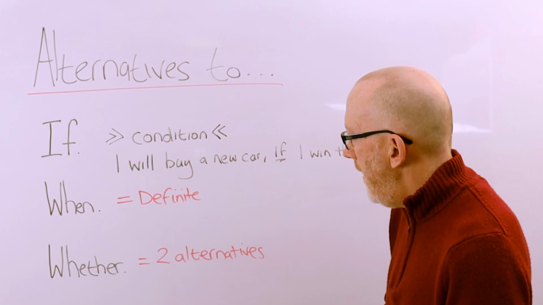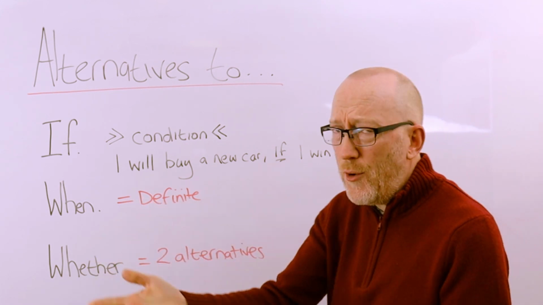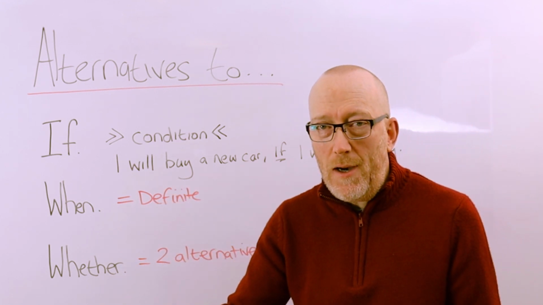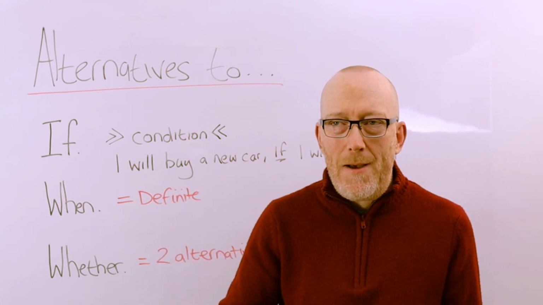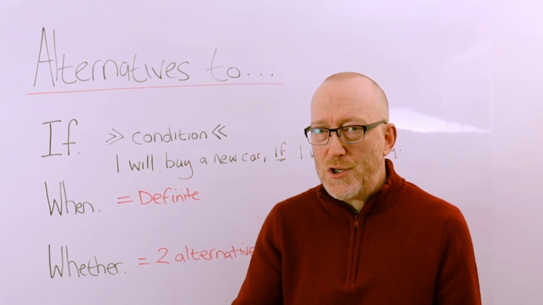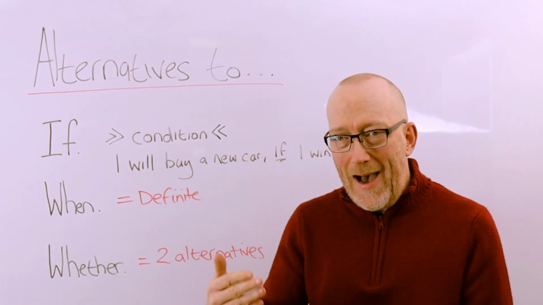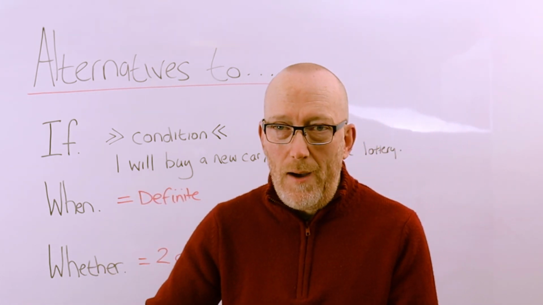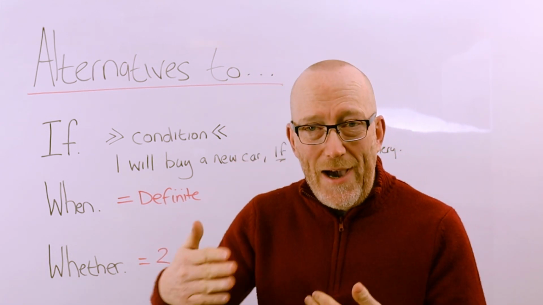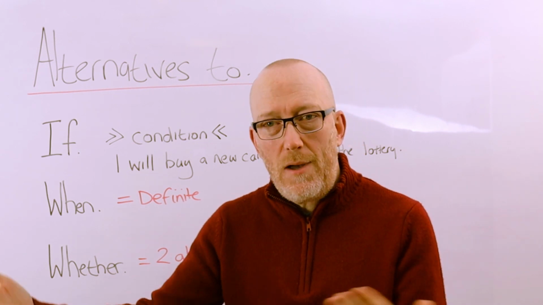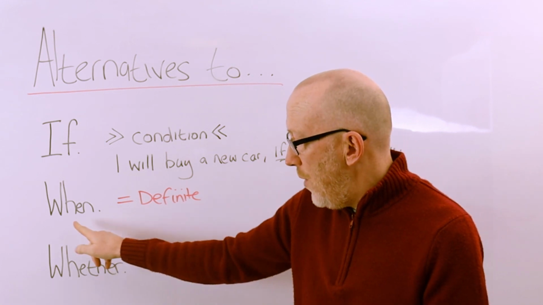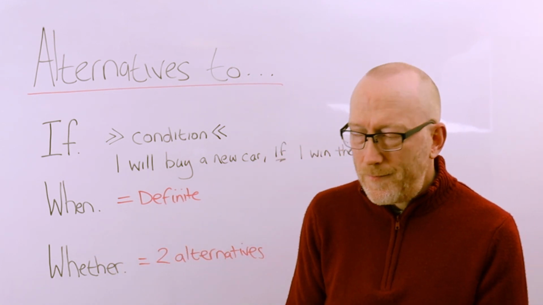But you can certainly use when in lots of sentences, lots of conditions when the action is definite. So, I don't know, let me try and give you an example. When I buy a new car, I will buy a Peugeot. So, in the future, I will buy a new car. I am certain of that. That is a definite action in the future. And when I choose to buy a new car, I will choose a Peugeot. So I've spoken about something that's definite. When is for something that's definite.